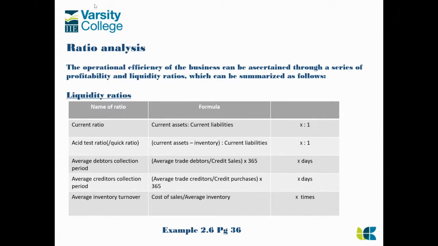So the first liquidity ratio, we have the current ratio. What's the current ratio? Think current. What two current things do we have? We have current assets and we have current liabilities. We are comparing these two. And typically you want your current assets to be more than your current liabilities. What is it saying? It's saying that if I sell off all my current assets, I'll be able to cover my current liabilities. Does it make sense?